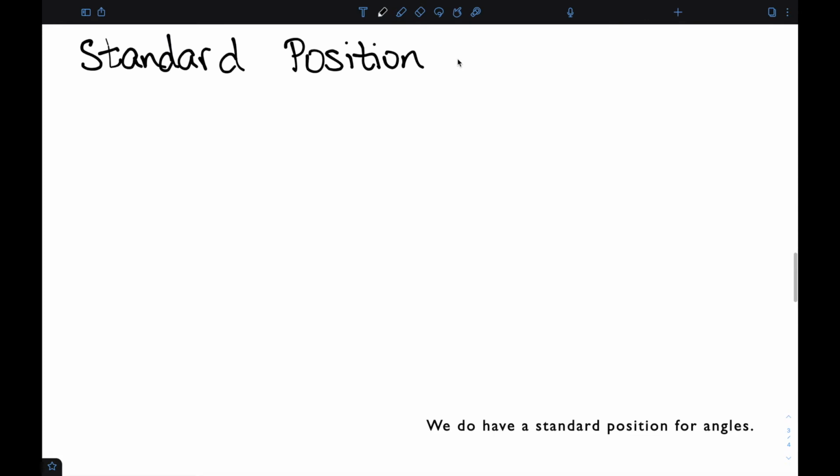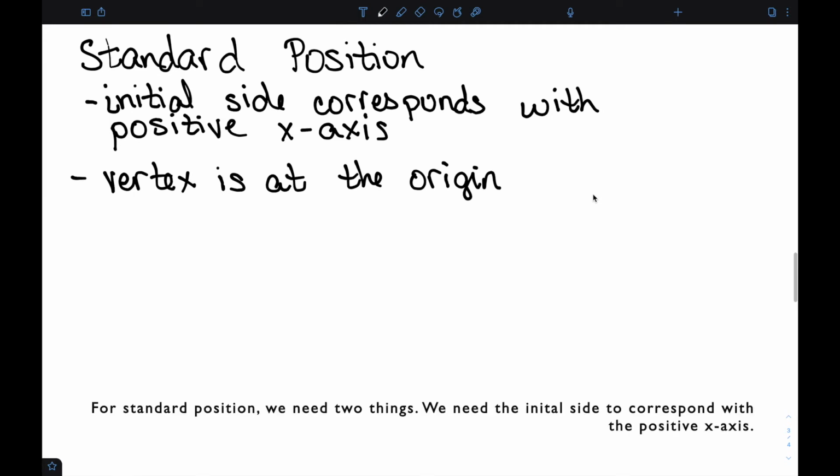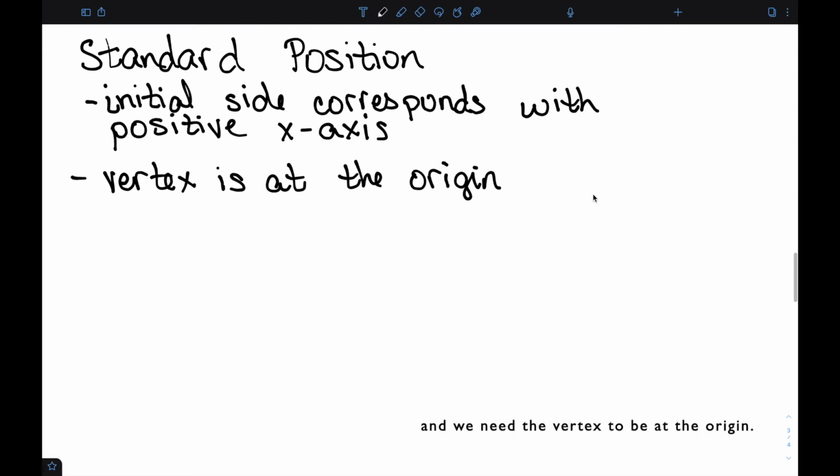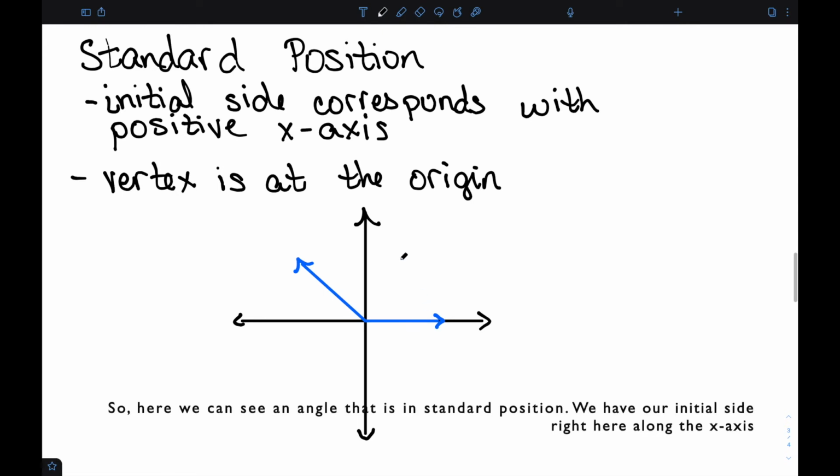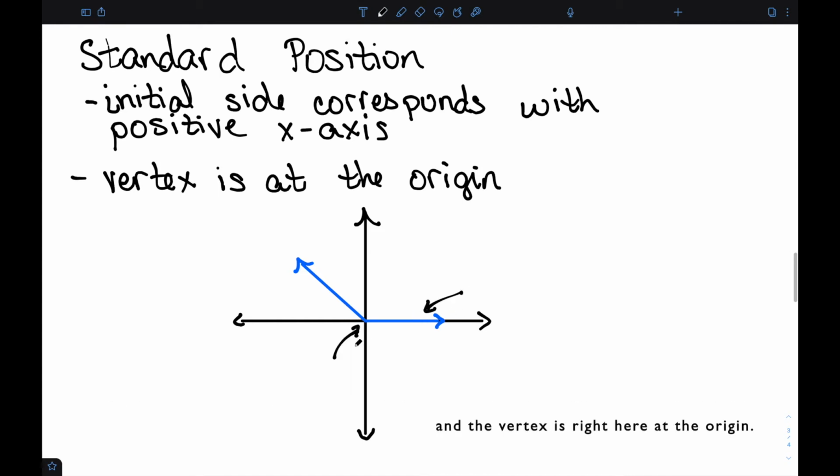We do have a standard position for angles. For standard position, we need two things. We need the initial side to correspond with the positive x-axis, and we need the vertex to be at the origin. So here we can see an angle that is in standard position. We have our initial side right here along the x-axis, and the vertex does occur at the origin.